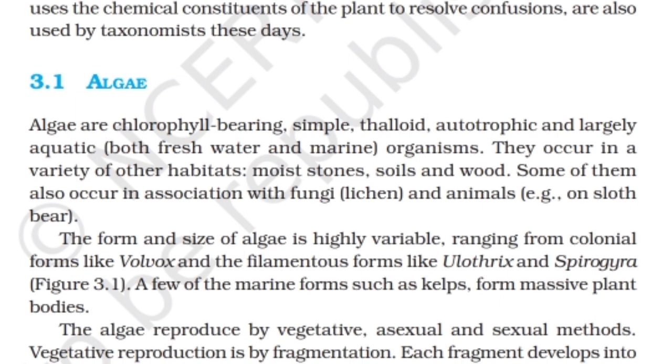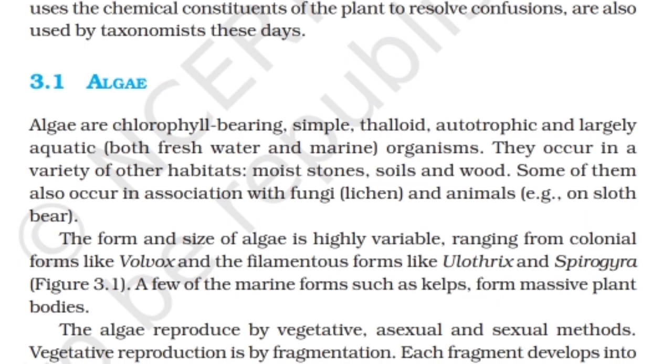3.1 Algae. Algae are chlorophyll-bearing, simple, thalloid, autotrophic and largely aquatic (both freshwater and marine) organisms. They occur in a variety of other habitats: moist stones, soils, and wood. Some of them also occur in association with fungi (lichens) and animals. Example: on sloth bear. The form and size of algae is highly variable, ranging from colonial forms like Volvox and filamentous forms like Ulothrix and Spirogyra (Figure 3.1). A few of the marine forms such as kelps form massive plant bodies.